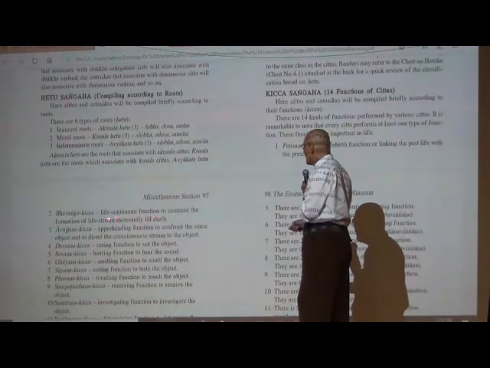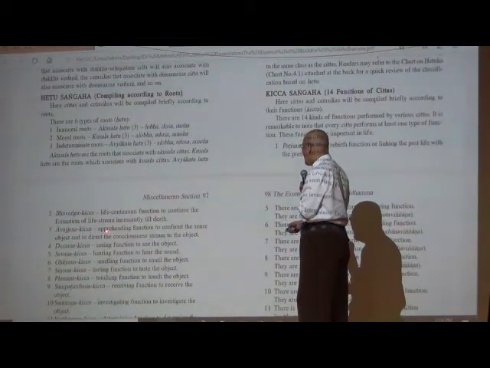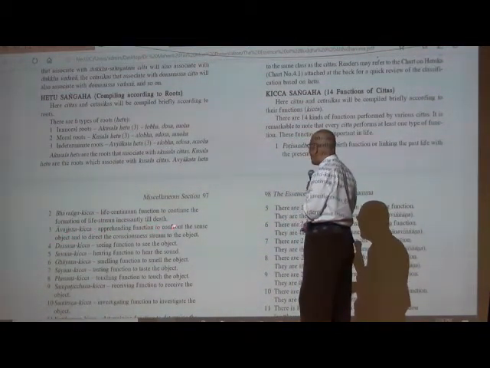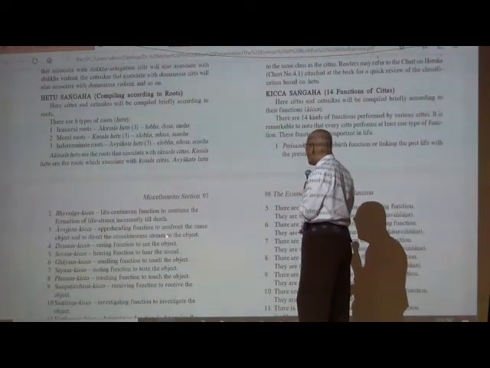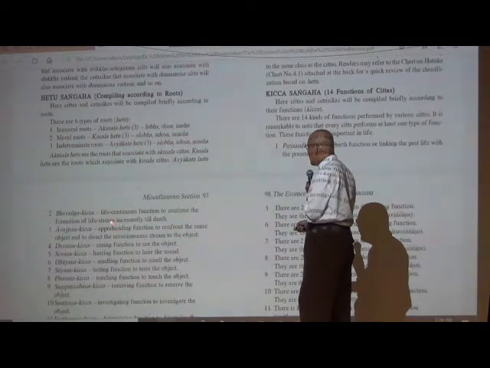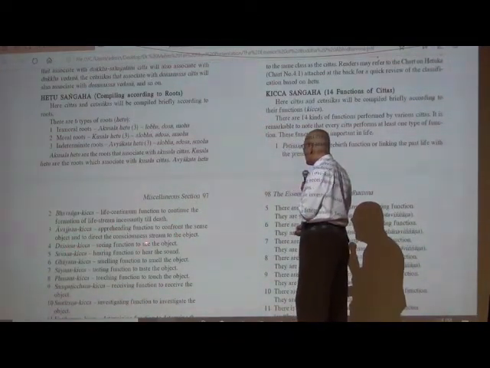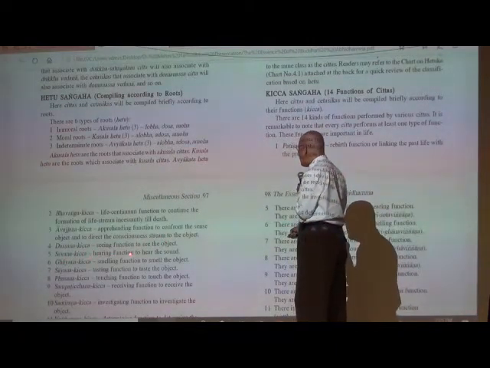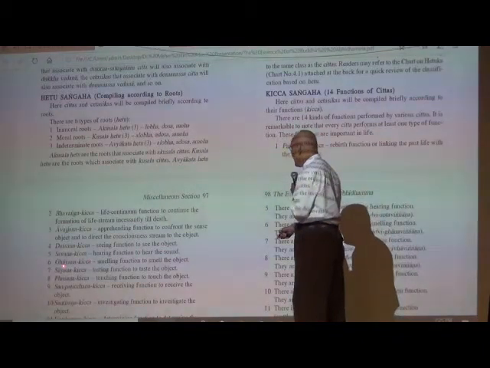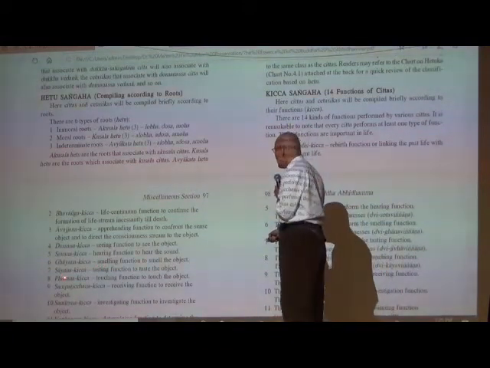And then we have avajjana kicca, the apprehending function, to confront the sense object and to direct the consciousness stream towards the object. And then dassana kicca is the seeing function, to see the object. Savana kicca is the hearing function, to hear the sound. And then ghayana kicca is the smelling function, to smell the object.